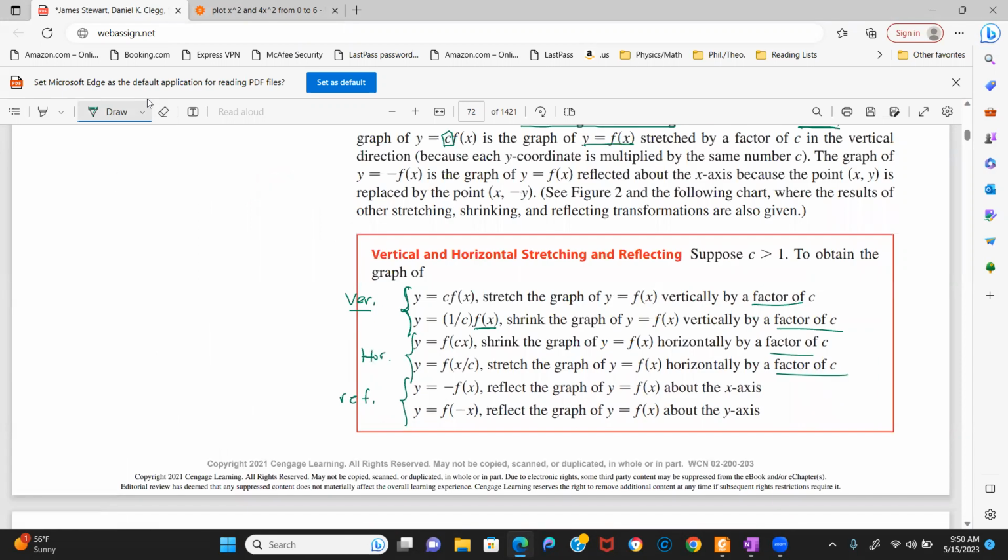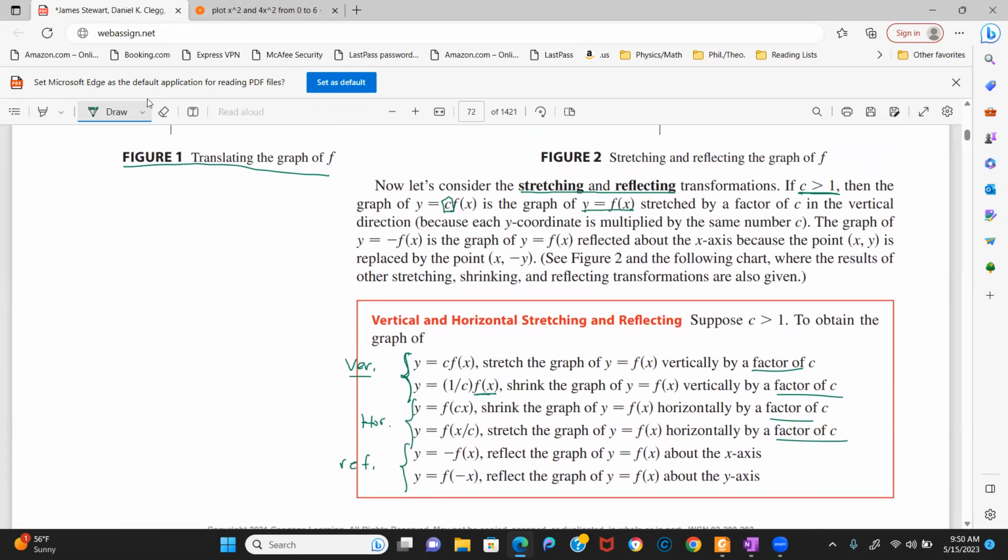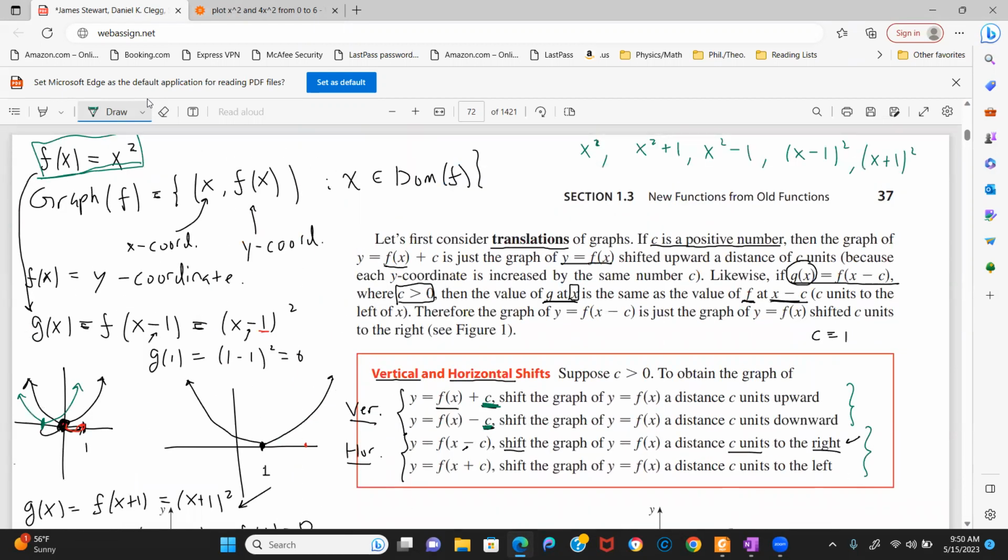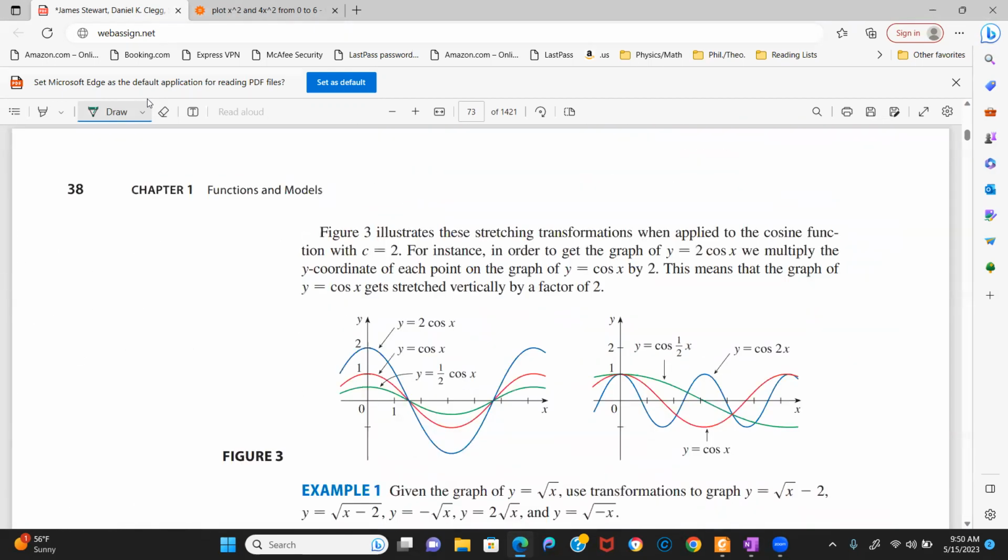And so for this, let's see what they say. I don't know if they say anything in this paragraph. Oh yeah, so figure 3 illustrates these stretching transformations. Here's a good model to have, the cosine function. And they take c to be 2. So then you're going to compare cosine x, 1/2 cosine x, and then cosine 2x.